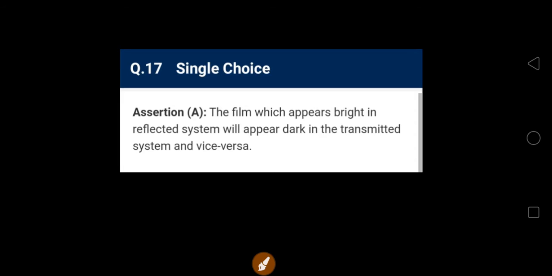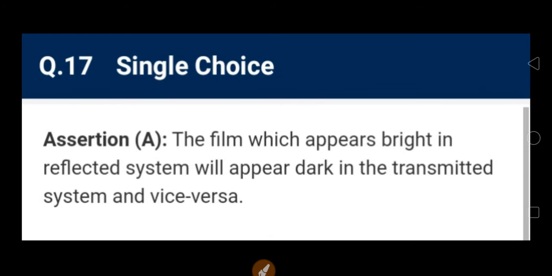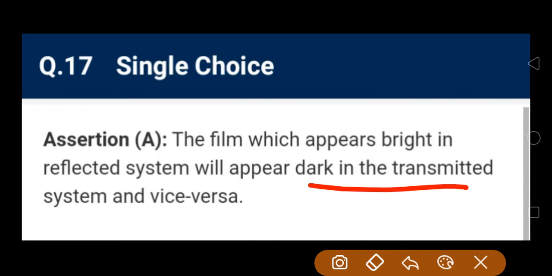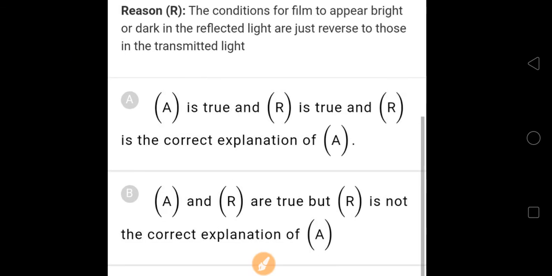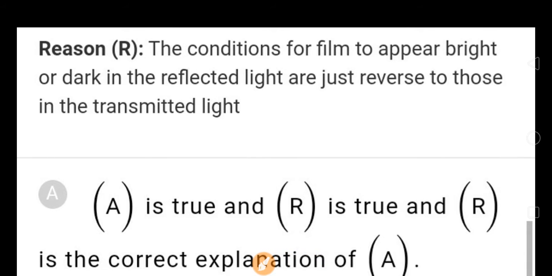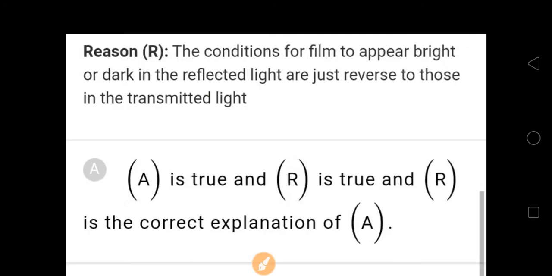Right. Next. It's an assertion reason question. The film which appears bright in the reflected system will appear dark in the transmitted system and vice versa. This means the film which appears dark in the reflected system will appear bright in the transmitted system. What is the reason given? The condition for the film to appear bright or dark in the reflected system is just the reverse of that in transmitted light. What is that condition actually?